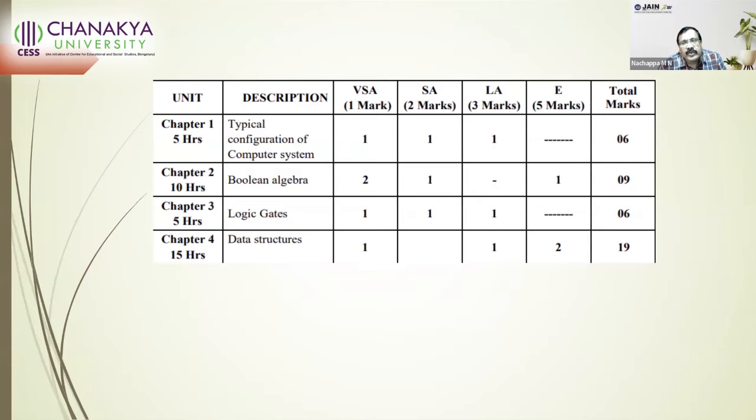For 1 mark, you have to answer a total of 10 questions. For 2 marks, you'll have to answer a total of 5 questions. For 3 marks, you'll have to answer a total of 5 questions. And for 5 marks, you'll have to answer a total of 7 questions. You can see that 5 of those 10 questions can come from this unit.